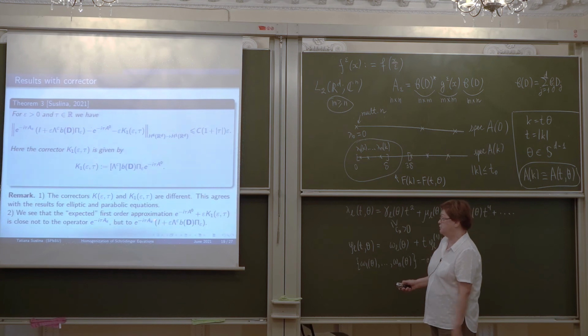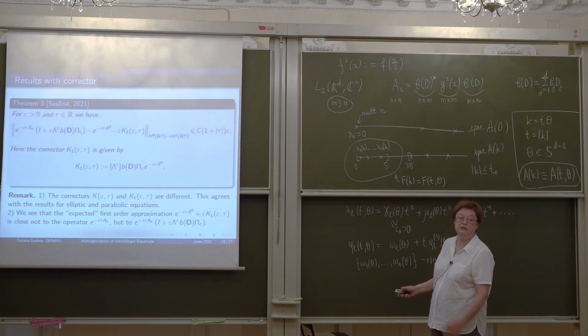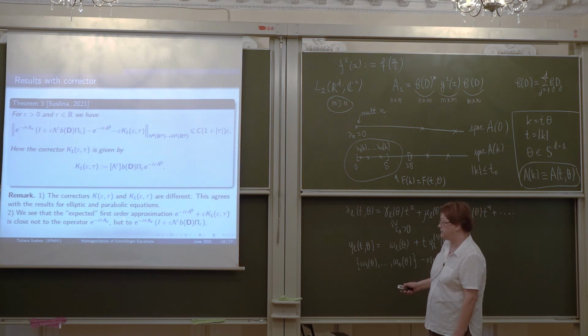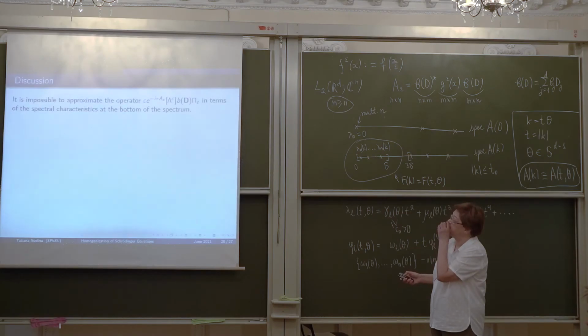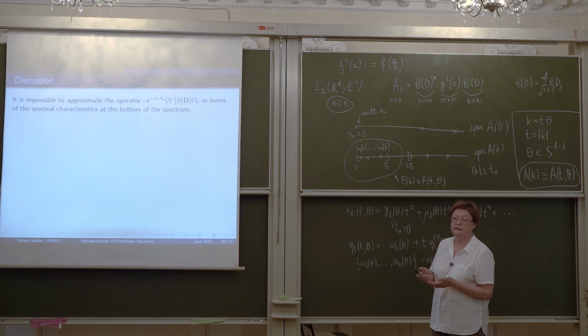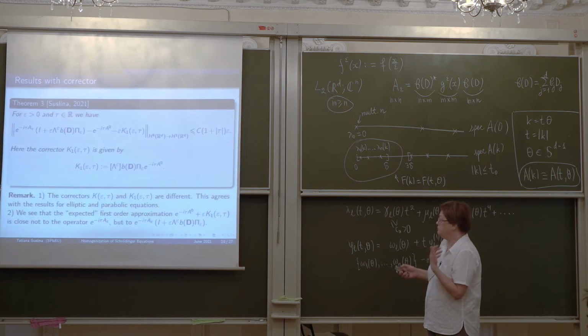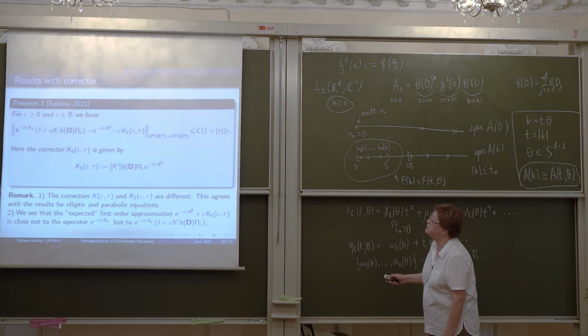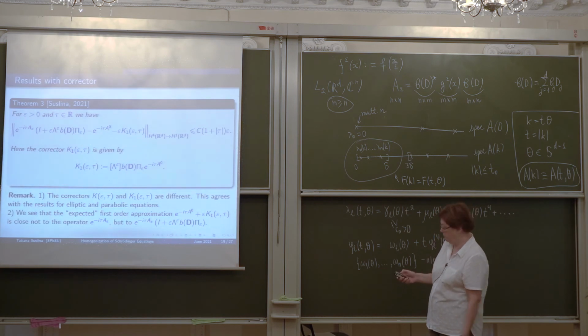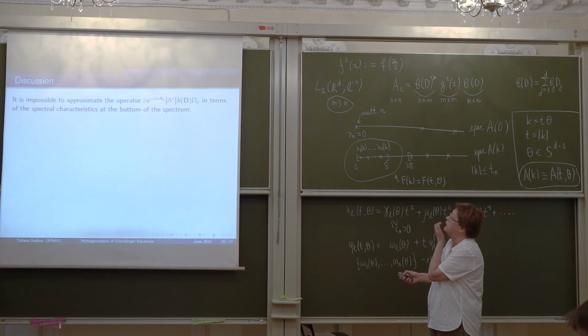But this expected first-order approximation is not close to the exponential. It is close to the exponential of A epsilon multiplied by this operator in this norm. We think that it is impossible to approximate this operator, let it be the problem operator, in terms of the spectral characteristics at the bottom of the spectrum. If we managed to approximate this operator, the exponential applied to this, then we will be happy, but we cannot do this. Why?